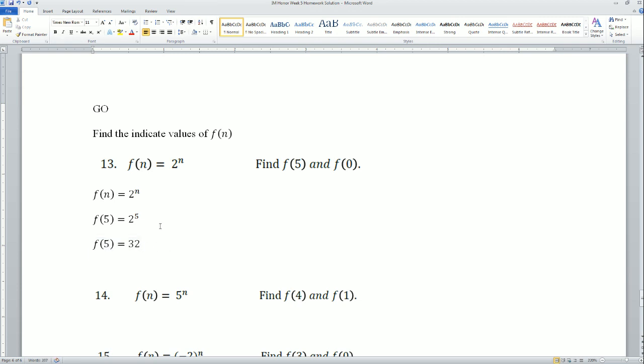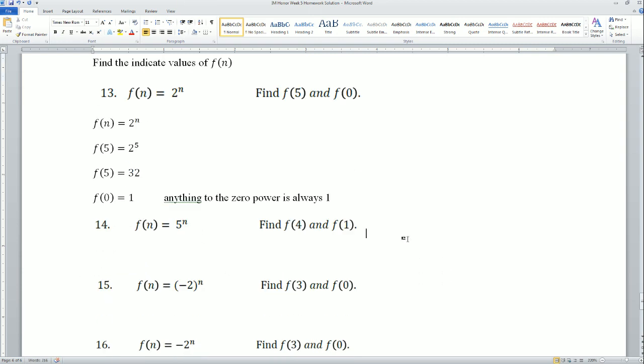Good. And what is f of 0? Here, I wrote the equation. Substitute 0 for n. 2 to the 0 power. Remember, anything to the 0 power is always 1. Okay, so this is equal to 1.